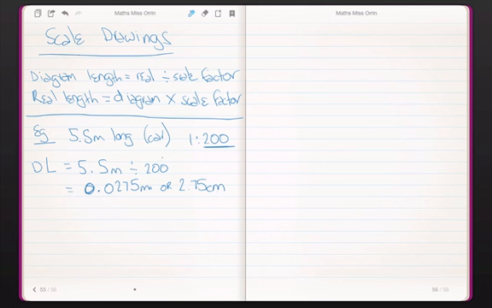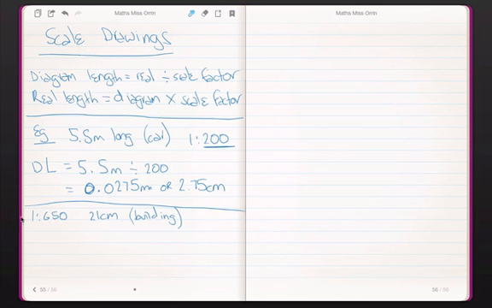Now, what if you were asked to find the real life length of something? Let's say the scale factor is 1 to 650, and we're drawing a building. So there is a building on a map that is 21 centimeters long, okay? How long would it be in real life? How long would the building be in real life if it was 21 centimeters on a piece of paper and the scale factor is 1 to 650?